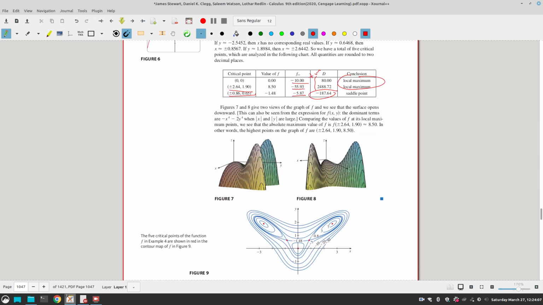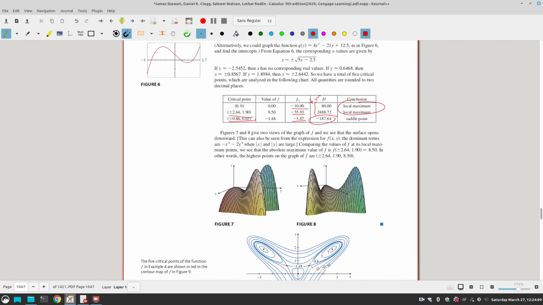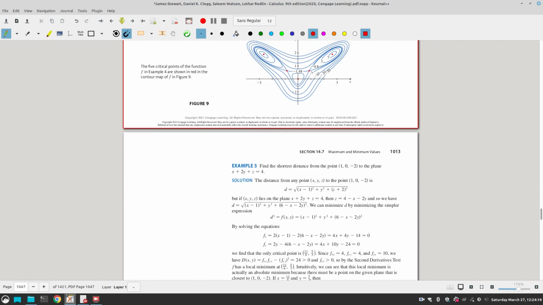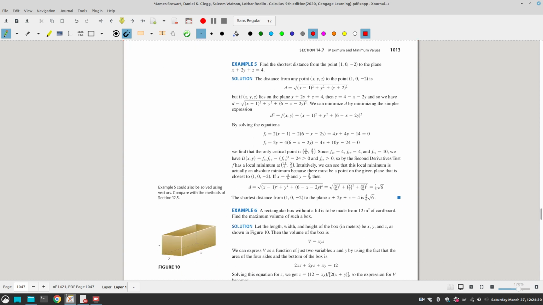And the graph looks like this, right? So you have two local maxima and you have a saddle point. During the session, we're going to try to plot this in Matplotlib, and I'll show you the saddle points. Have a look at this example.